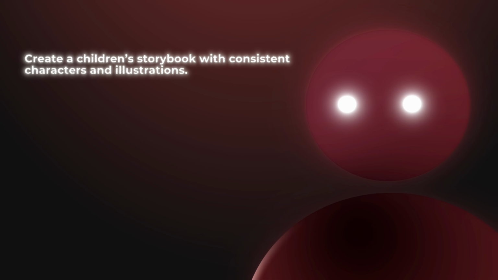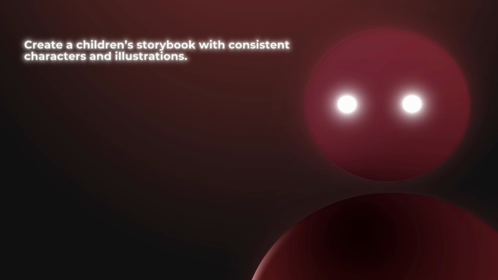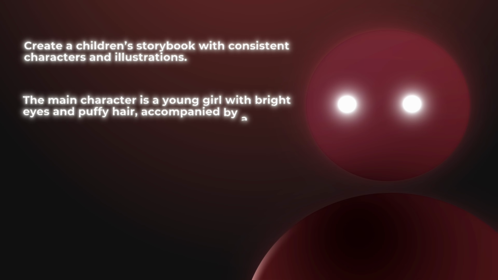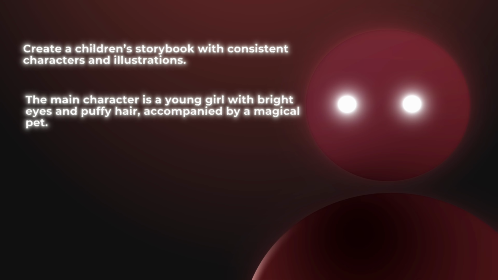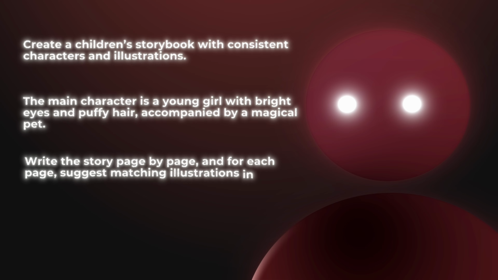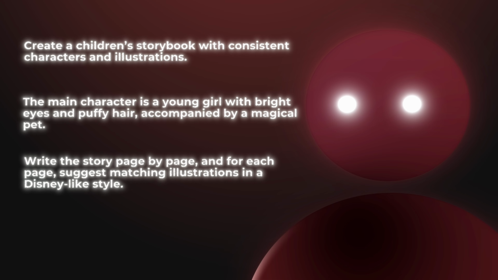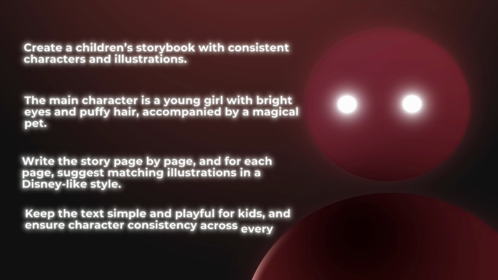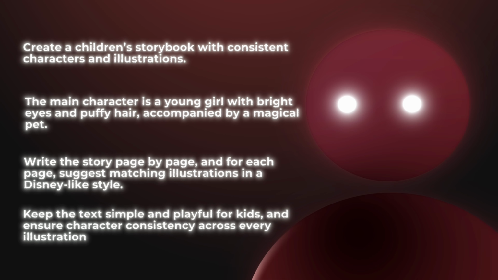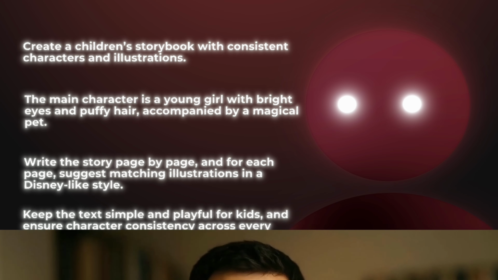Create a children's storybook with consistent characters and illustrations. The main character is a young girl with bright eyes and puffy hair, accompanied by a magical pet. Write the story page by page, and for each page, suggest matching illustrations in a Disney-like style. Keep the text simple and playful for kids, and ensure character consistency across every illustration. And then I let the agent run.